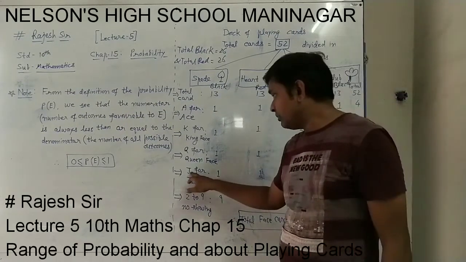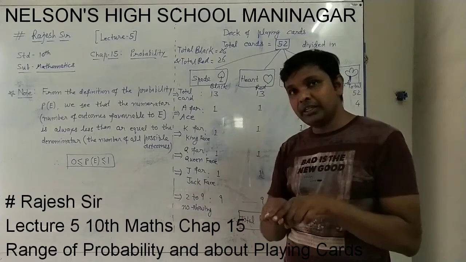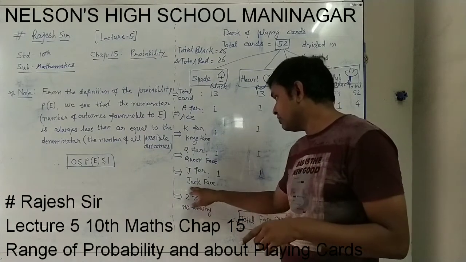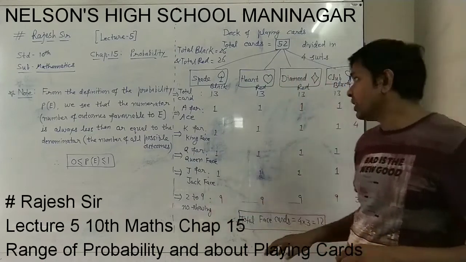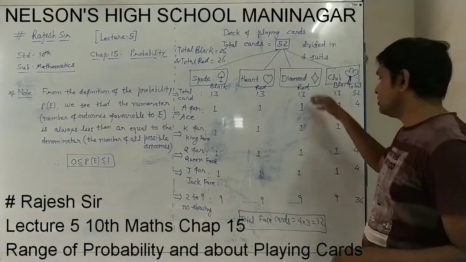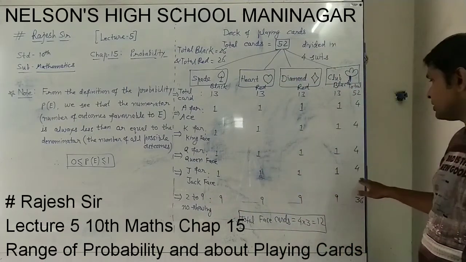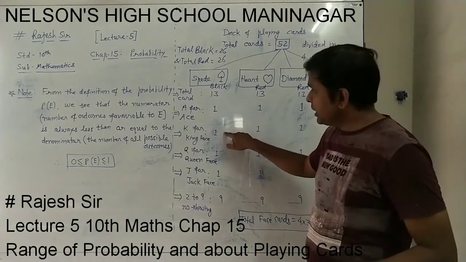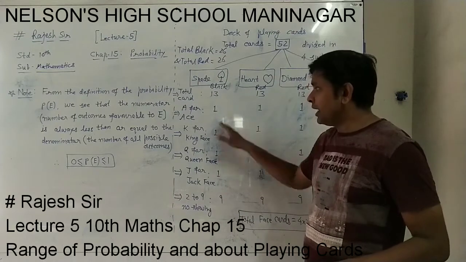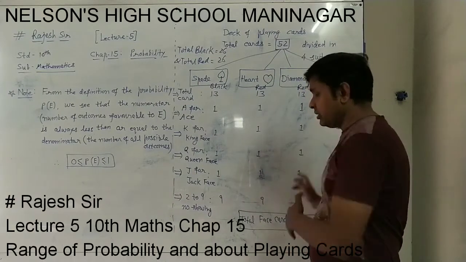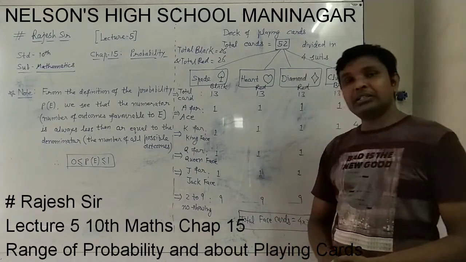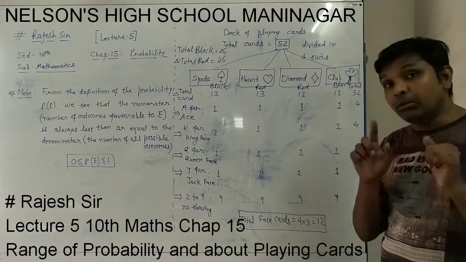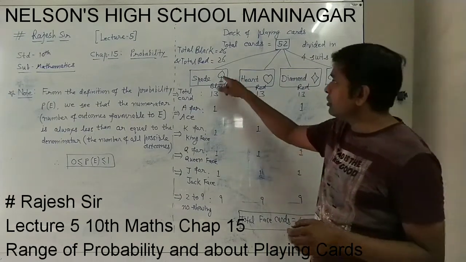Then you will have the third type, J written card. It will also have a face of Jack face. It is also 1 in each. So total Jack face cards are 4. A, K, Q, J. This type of cards, 1 in each. Then you will have the rest of the cards.